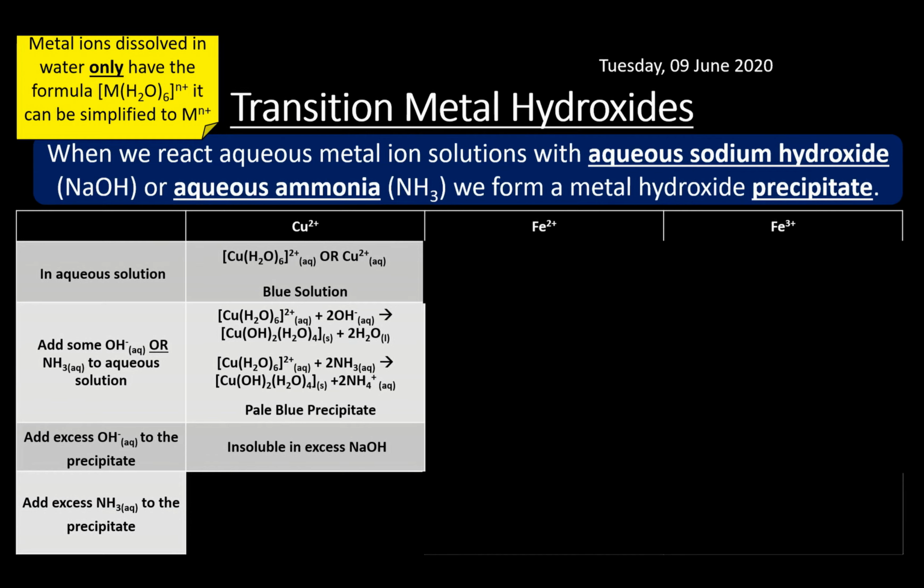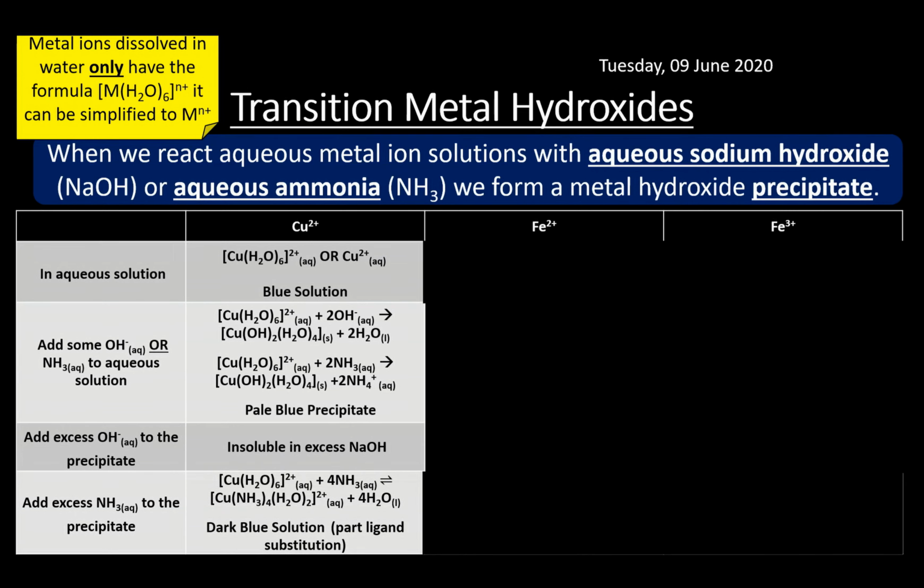But if we add excess ammonia to the precipitate, then with copper, it's a bit of a strange one, we get a partial ligand substitution. So you can see here, there's our copper hexa-aqua complex. We're adding excess ammonia, so more than the 2 that we had here. And what we get is a ligand substitution. So basically 4 of the water ligands are substituted for 4 ammonias, as you can see there.